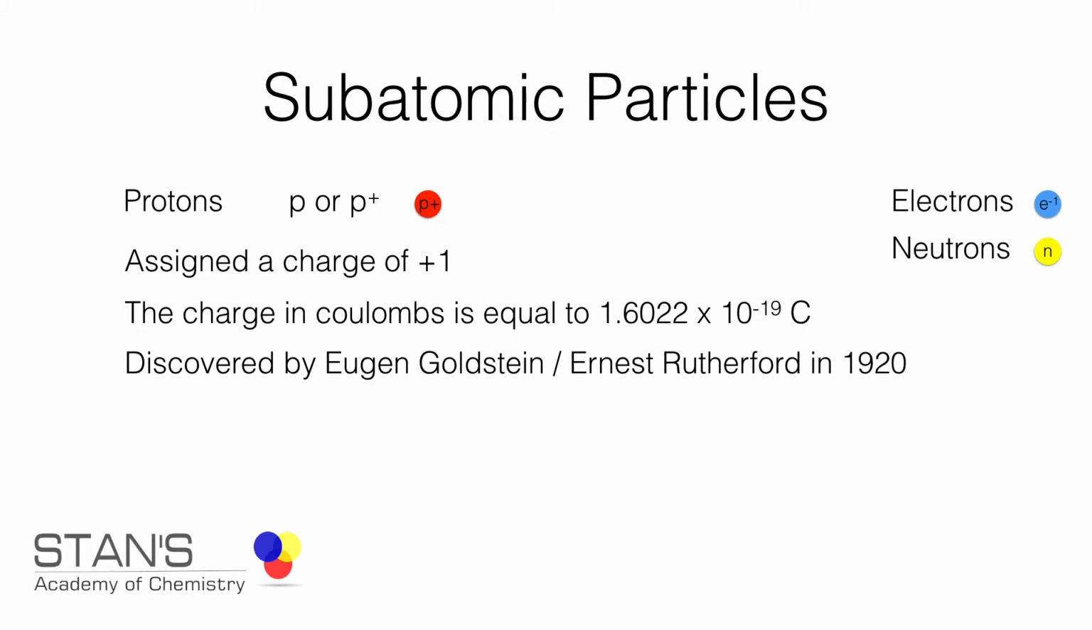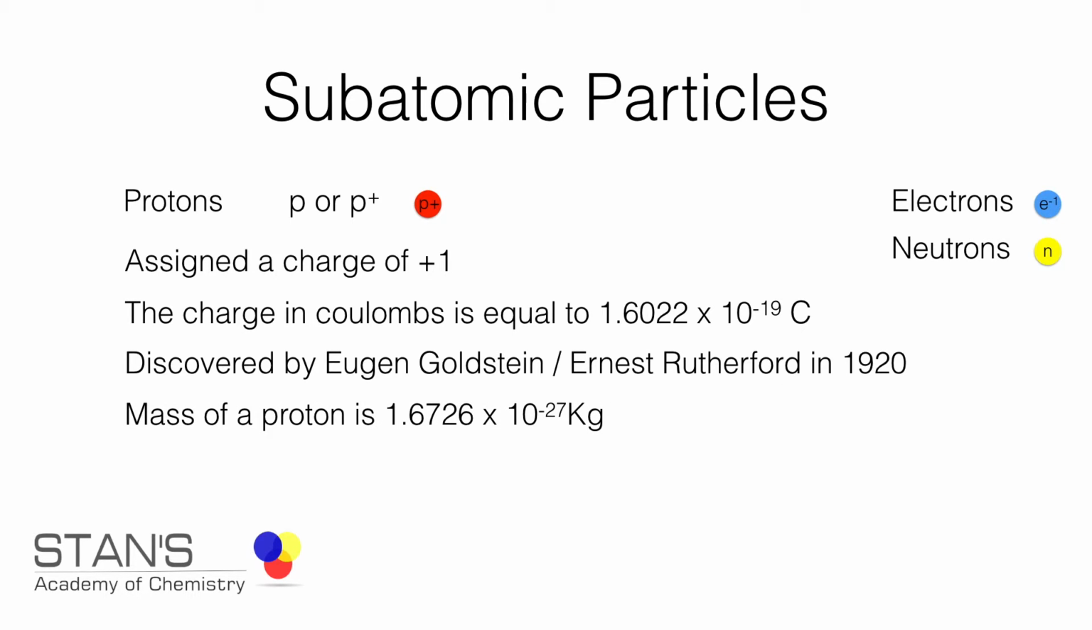Protons were discovered by Ernest Rutherford in 1920. However, it was earlier discovered by Eugene Goldstein, but Rutherford was the one who identified the proton in the hydrogen atom, so he is mostly credited with the discovery of the proton.